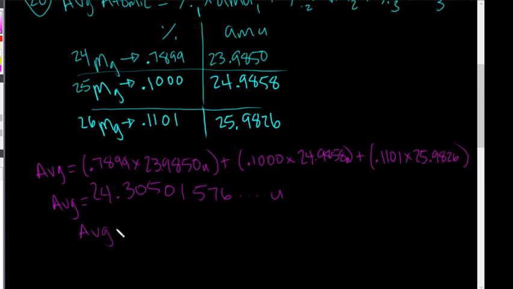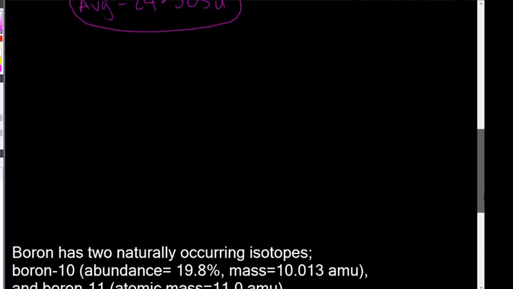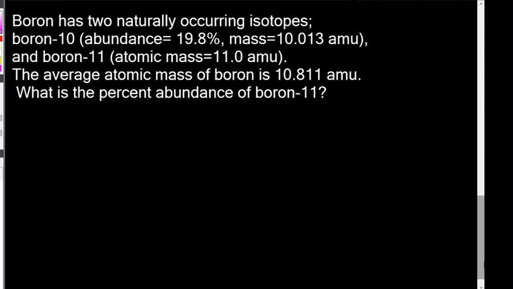So then our average would be, as I stated earlier, 24.305 U. That would be your average atomic mass. Okay, so there's another way that they can ask this question.